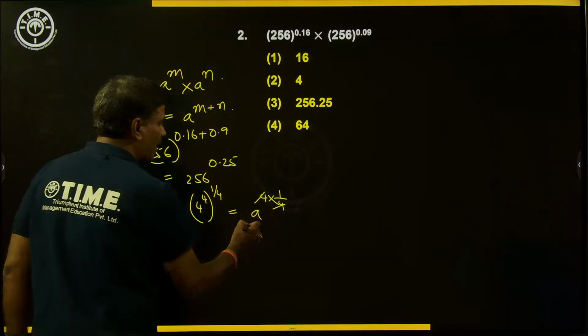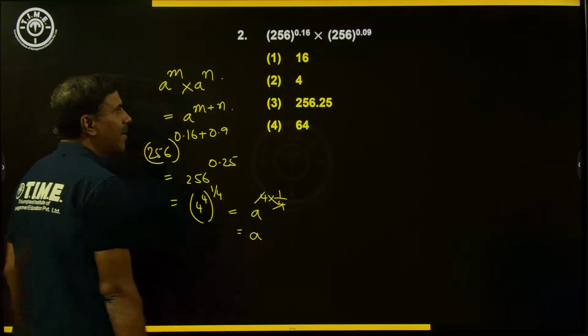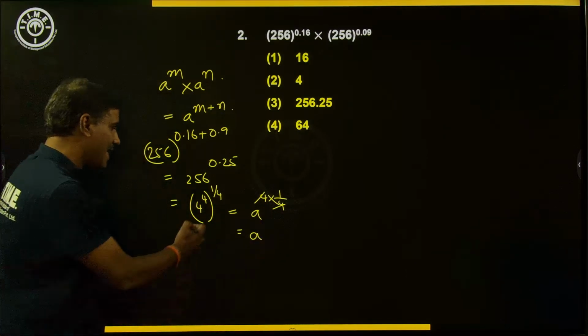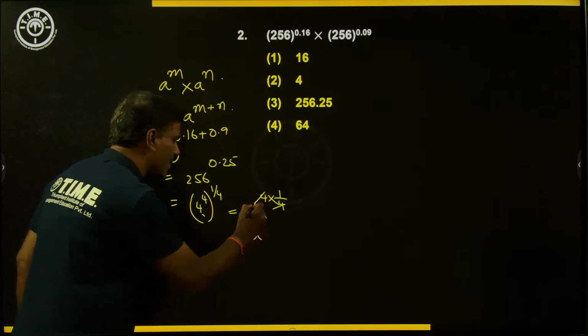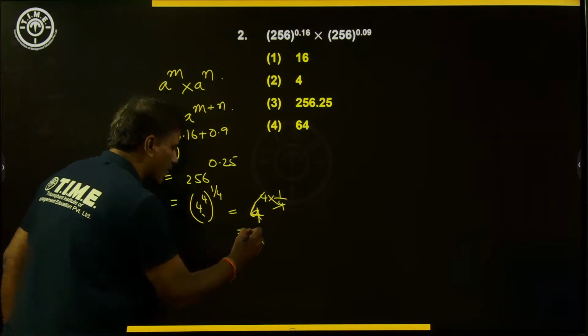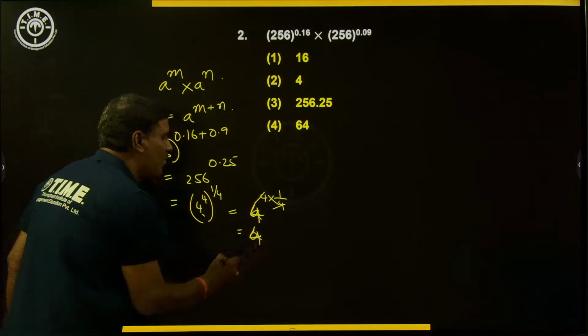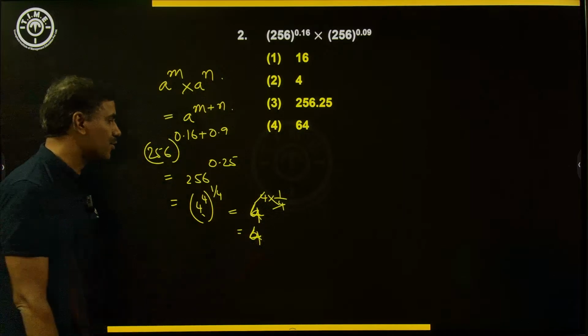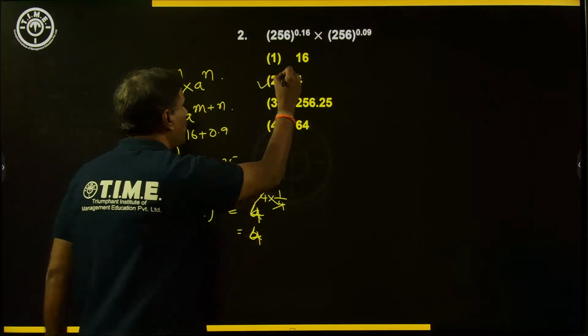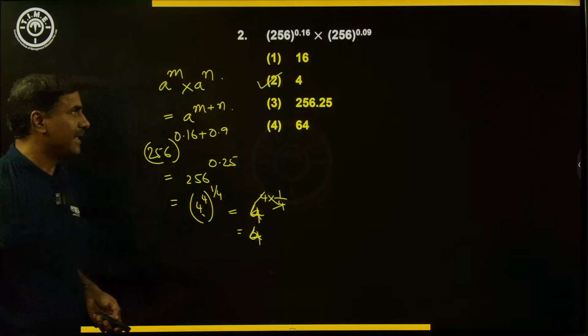So 4, if we cancel, we'll be left with a power 1. So which is nothing but a, and what is a here? Basically 4. So it is basically in the form of 4 to the power of 4 by 4, which means it has to be 4. So the answer for this question should be choice 2, right? Easy question in that way.